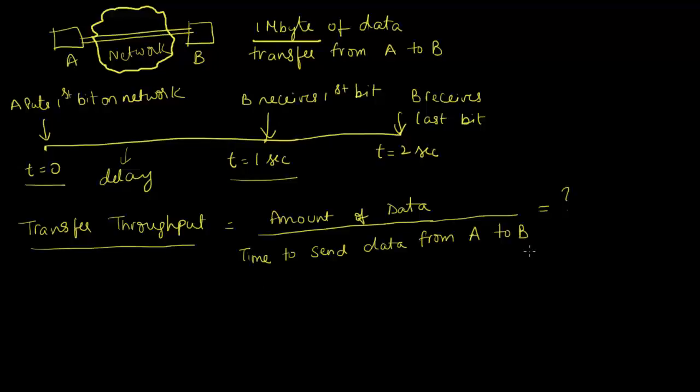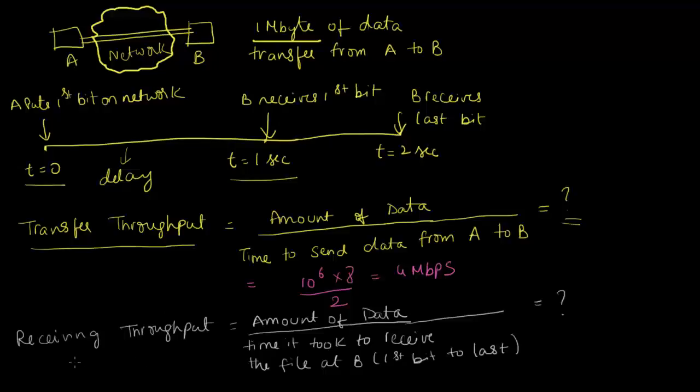In other words, until every bit is received at B. Now what do you think this number is? Why don't you calculate and let me know? Since the amount of data is 10 to the power of 6 into 8 bits, over the total time of 2 seconds, this turns out to be 4 Mbps.